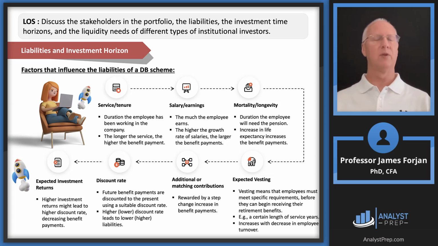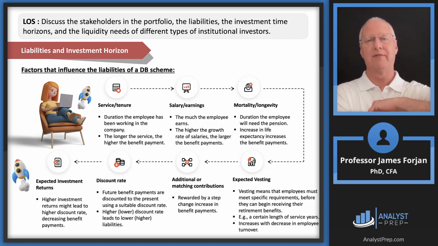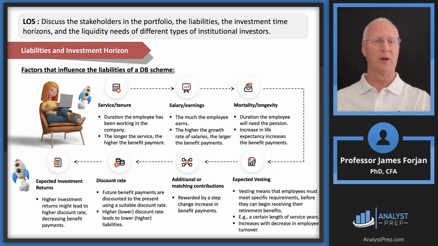So factors that influence the right-hand side of that defined benefit plan: service and tenure. This is what I was talking about with that formula. Salary and earnings, this is what I was talking about in that formula. And then mortality, of course. When someone retires, you'd like to know what kind of health they're in. And so you still say to them, hey, you ought to go to the doctor every year and get a checkup.